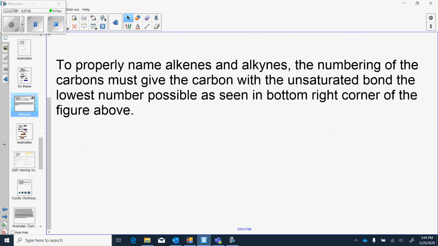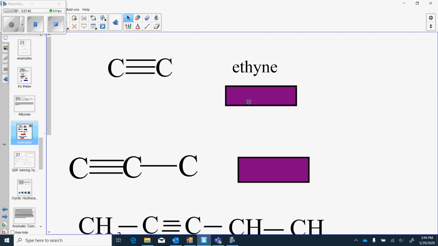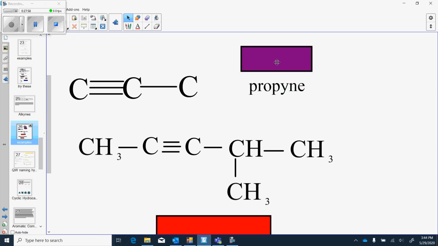Let's try a couple examples. Okay? So here's our easiest one. It has 2 carbons. There's 3 bonds, or 1 triple bond. And if you guys are screaming ethyne, you're absolutely right. Okay? Down here, it's on our first carbon, so we could say 1 or we can leave it out, but there's 3 carbons, so it is propyne.